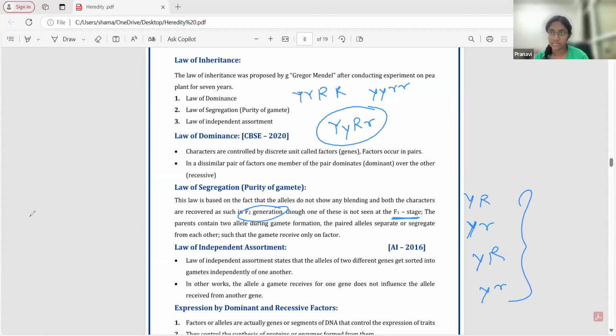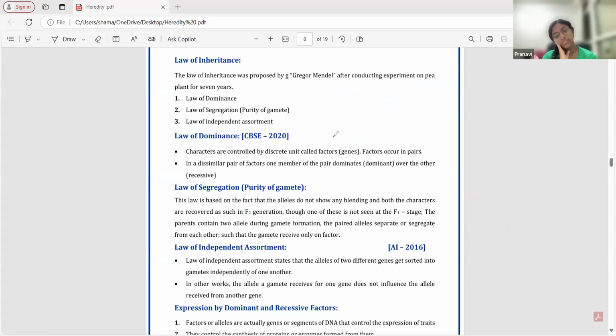Only F1 shows just the dominant characters. So in the first generation you may get a hybrid where the recessive phenotype is not seen, but later those gametes get segregated, and that is the law of segregation. That is nothing but the purity of gametes. Now, the law of independent assortment.